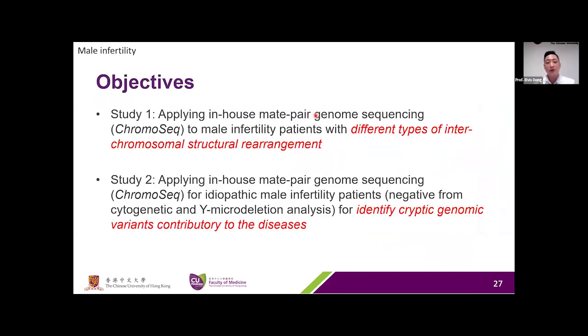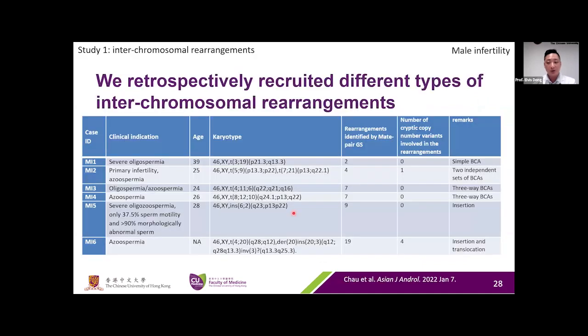So we would like to use the low-pass genome sequencing method to look at two groups of patients. The first group is the one already known to have karyotypic abnormalities. The second is the one without a positive finding from cytogenetics and Y microdeletion testing. Let's look at the first group. We recruited six subjects who suffered infertility, with severe oligospermia or azoospermia, and karyotyping findings.